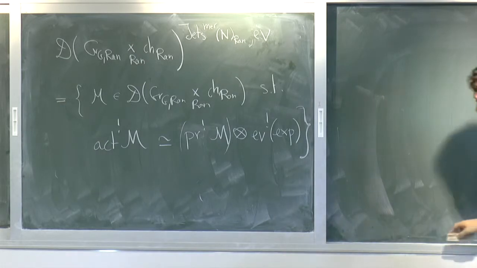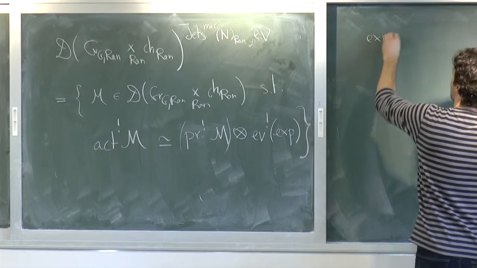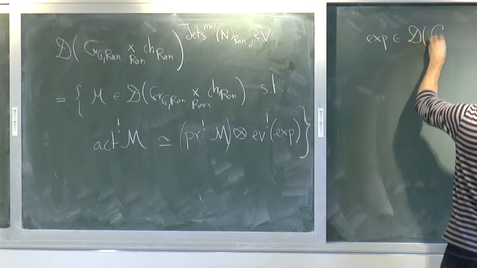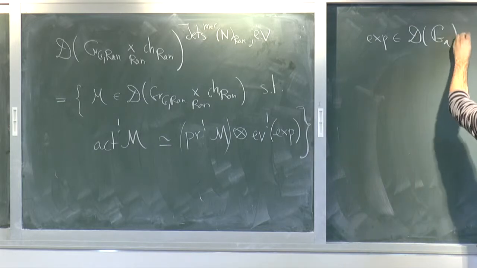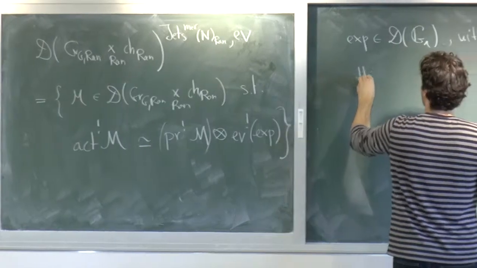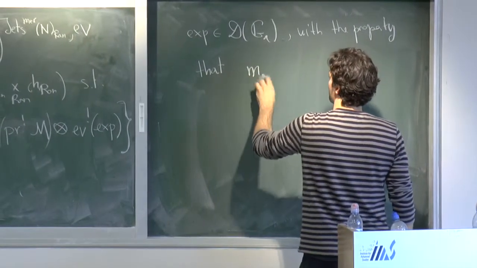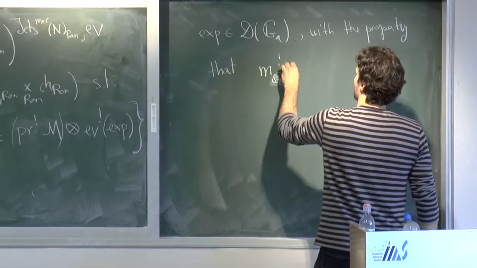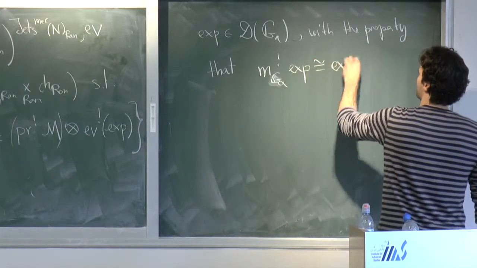So let me first say what the exponential is. Exponential is a D module on GA with the property that if you pull back along the multiplication on GA, you get the box product of exponential with itself.